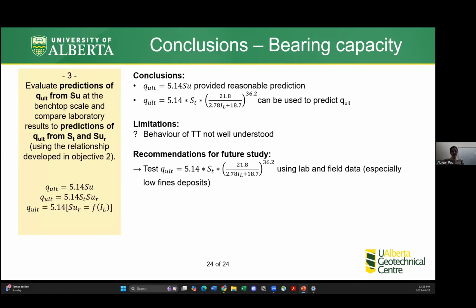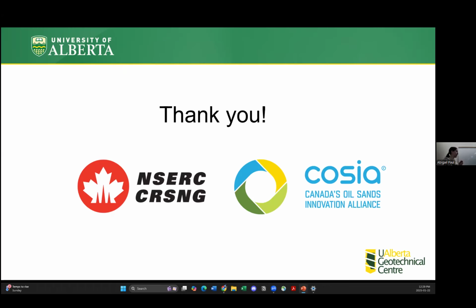Finally, for bearing capacity, the existing method for predicting bearing capacity from peak strength provided a reasonable prediction, and a method was also proposed for predicting bearing capacity from liquidity index and sensitivity, and this also performed reasonably well for some samples. However, the behavior of the thickened tailings presents some lingering questions for the use of this model. To address these, the relationship should be tested using lab and field data specifically for low fines content tailings like these thickened tailings. So that is the end of the presentation.